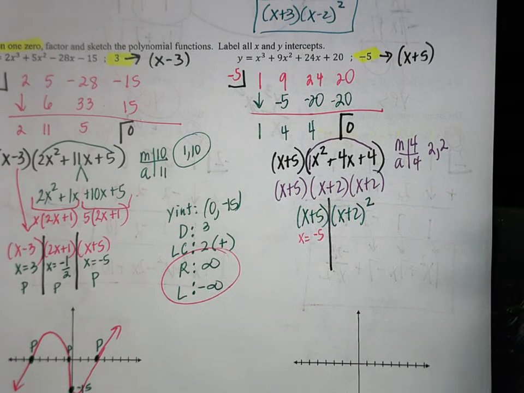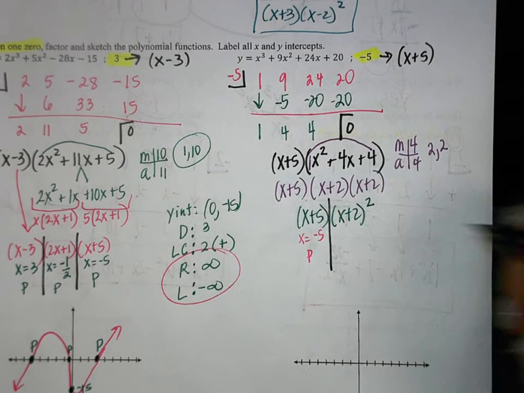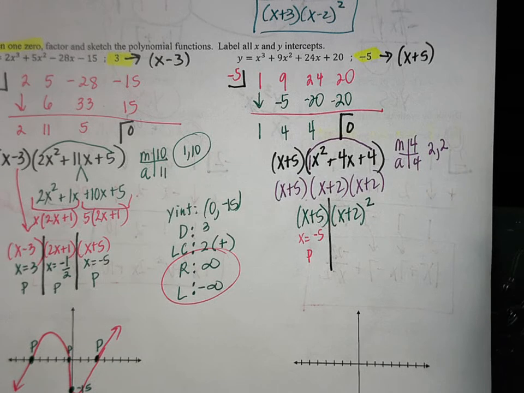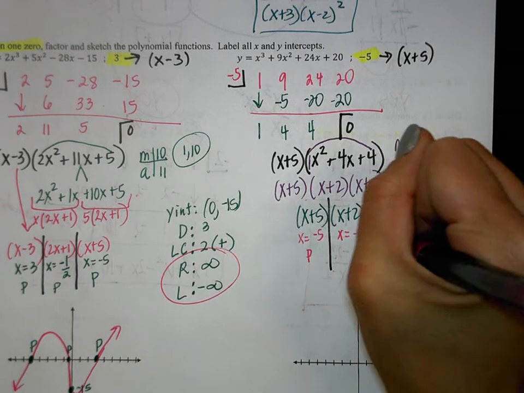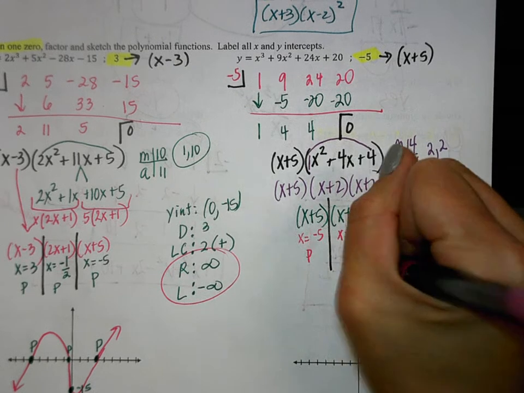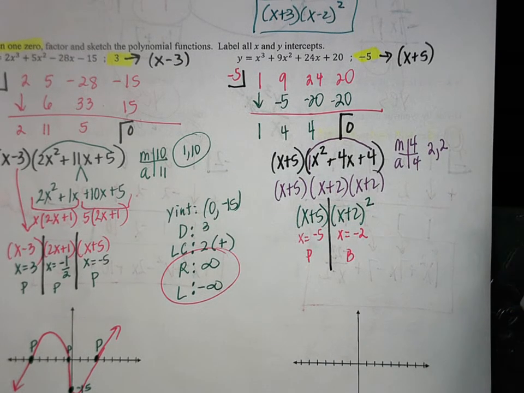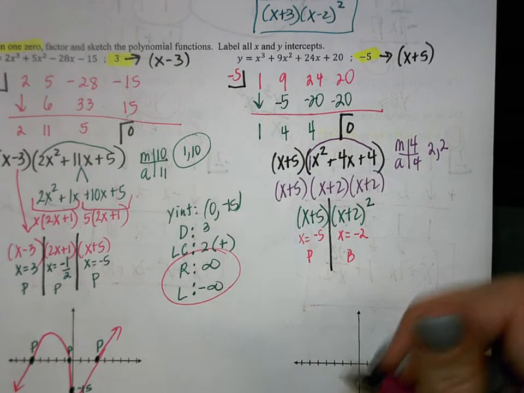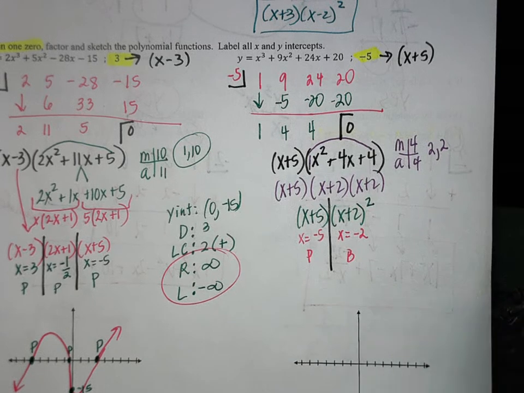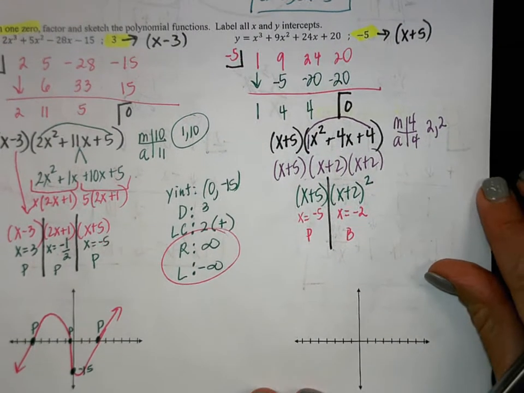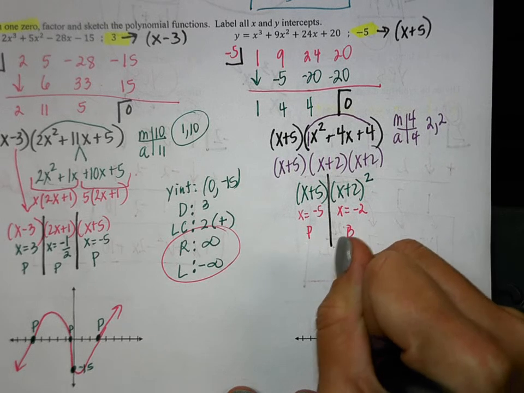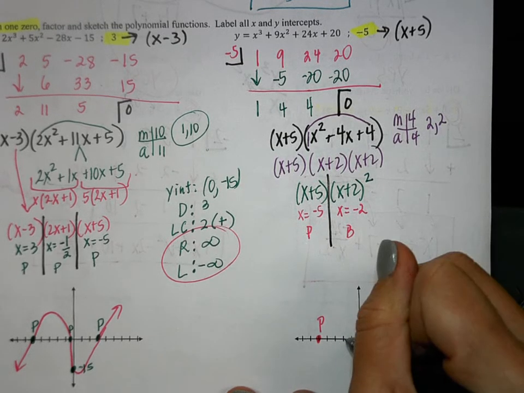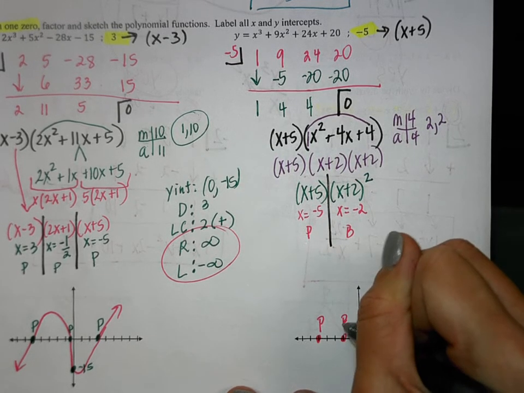Pass, because it's a multiplicity of 1. Very good. This one is going to be x equals, pass or bounce? Why? Multiplicity of 2. Very good. So when I go to the graph and mark them, I have negative 1, 2, 3, 4, 5. That's a pass. At negative 2, that's a bounce. Okay? I am missing information.